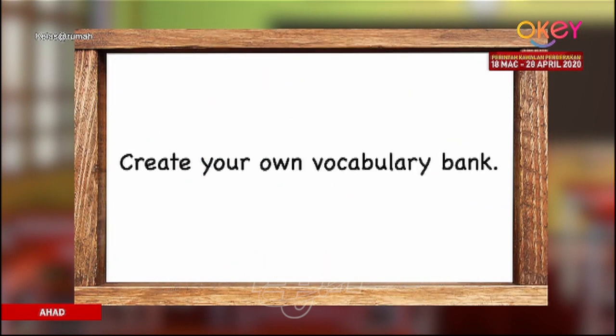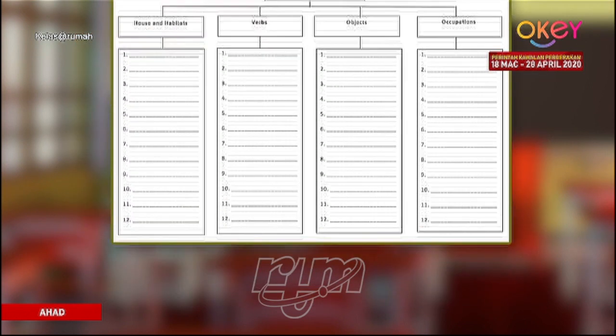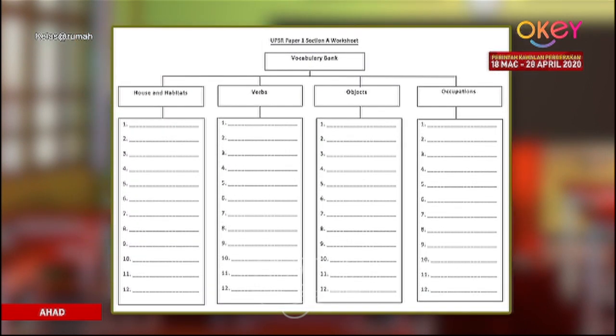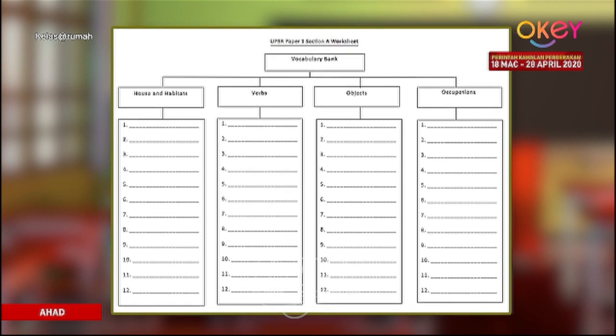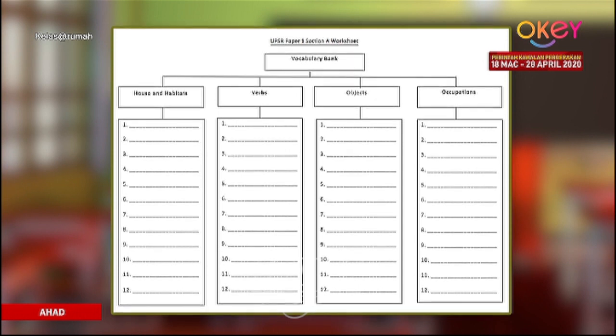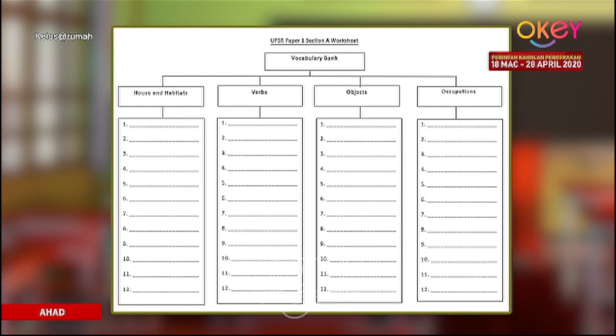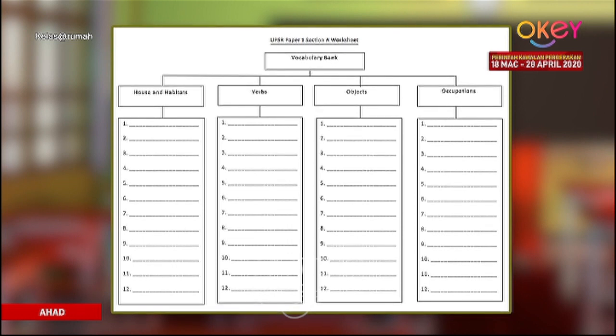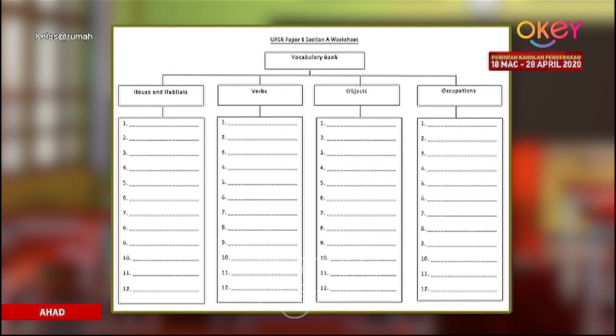Create your own vocabulary bank. Look at the worksheet I have given you. You can use a worksheet as a template to create your own vocabulary bank. Keep a list of words according to their categories. For example, you can list as many words as you can think of under the category house and habitats, verbs, occupations, and objects. This will help you with your revision.